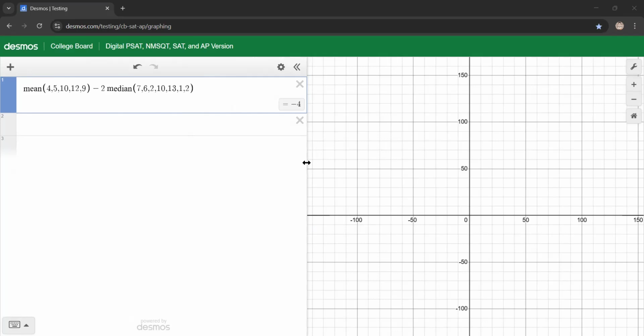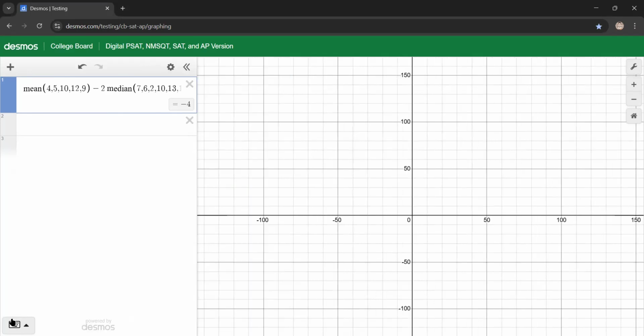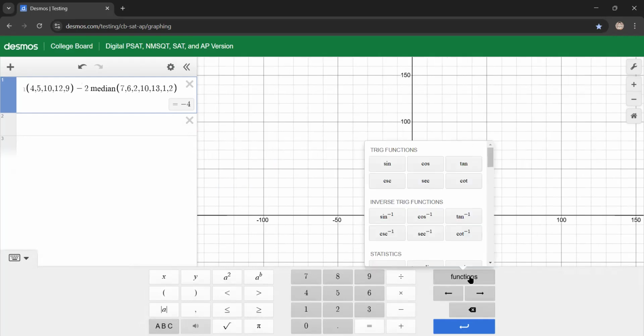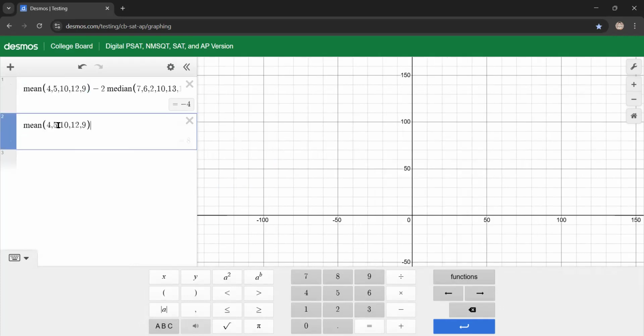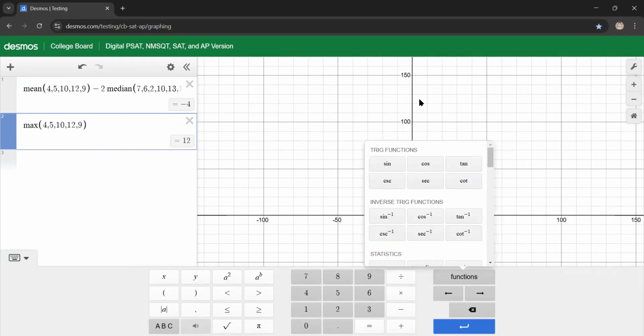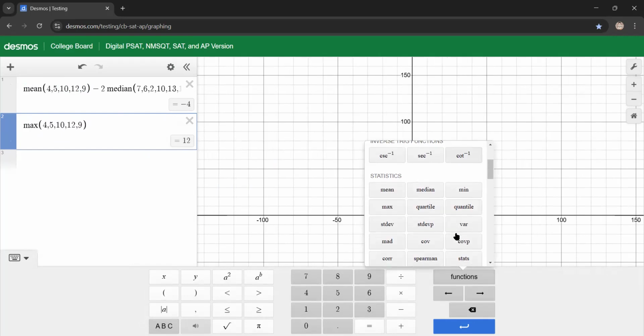Well, let's go back to our functions list. You can find mean, median, minimum, maximum. Now, why would you use minimum and maximum? Well, God knows. But yeah, I'll show you. Minimum, okay, minimum value is 4, maximum value is 12. You can just type in the functions or you can choose from here as well.